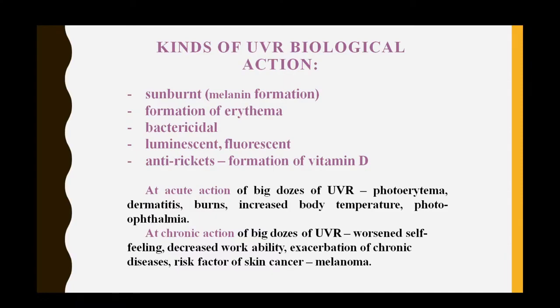Photoophthalmia is a pathological change action on eyes, disorder of vision. Specific symptoms of photoophthalmia are photophobia, lacrimation, pain in eyes, decrease of vision, and miosis. At chronic action of big doses of ultraviolet radiation, worsened well-being, decreased workability, exacerbation of chronic diseases, and maybe risk factor of skin cancer, melanoma.